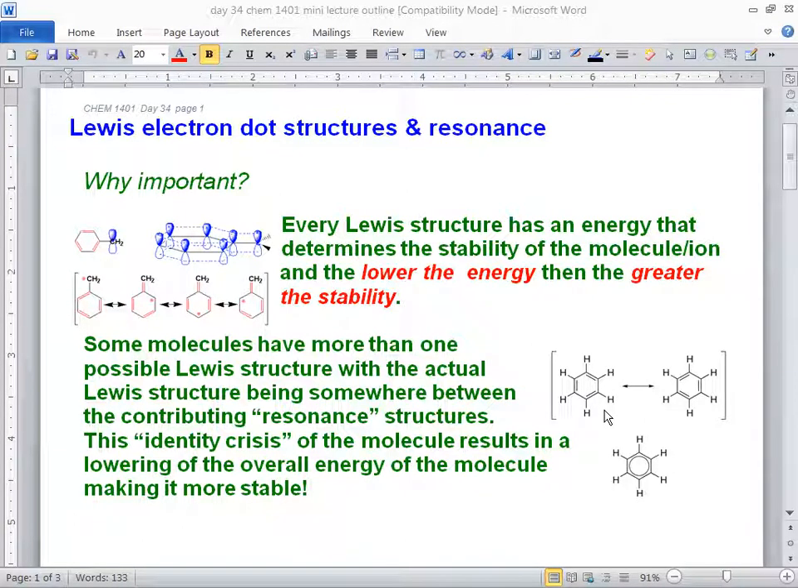Lewis electron dot structures, working on it again, and resonance. I don't know if you noticed, but in the quiz you just took, there are multiple answers depending on where you put a double bond. Hopefully you found that out, that you had to put a double bond somewhere on these questions, and you could have put it in multiple locations.